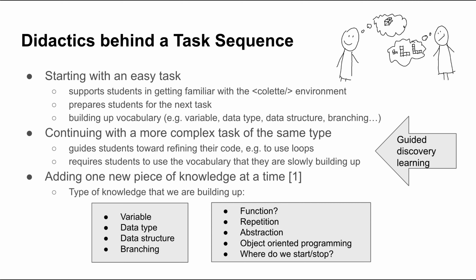This could be done, for example, by asking first to build a 2x2 cube and then, in the next task, to build 10x10 cubes. Students will realize that there must be a way to make the task less time-consuming. At the same time, by starting the path with easy tasks, students can add new concepts to their vocabulary and get familiar with the Colette environment.